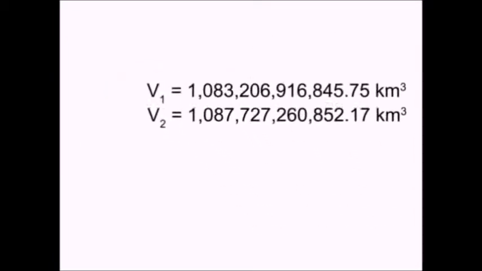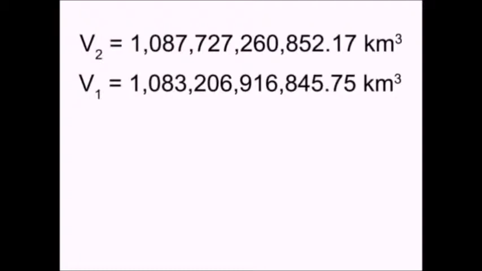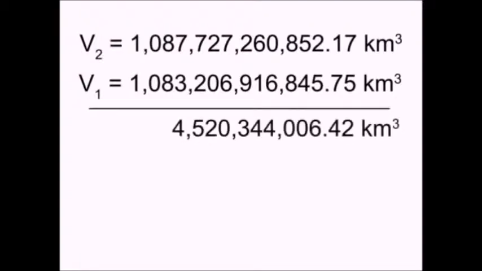Since we are trying to calculate the difference between V1 and V2, we subtract the latter from the former. The remainder is the volume of water required to raise the sea level to a height equal to Mount Everest. Using these values, we can calculate that over 4.5 billion cubic kilometers of water is required.